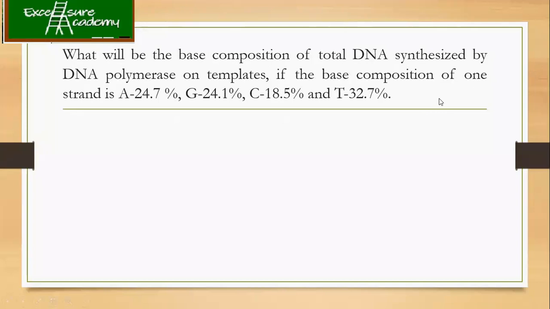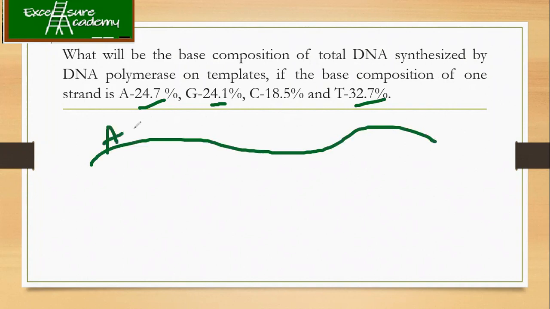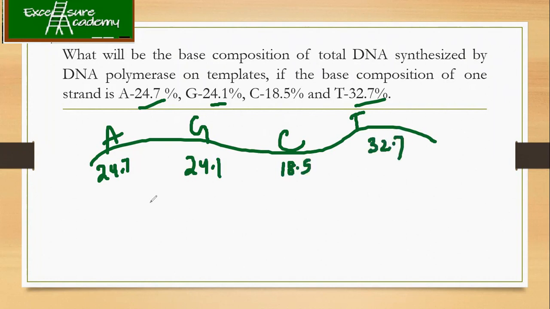So what will be the base composition of total DNA synthesized by DNA polymerase on templates if the base composition of one strand is A, adenine 24.7, guanine 24.1, C is cytosine 18.5 and T 32.7. Okay. So let's say that this is your one strand. It is having A, G, C and T. So what are the values here? 24.7, 24.1, 18.5 and here 32.7.